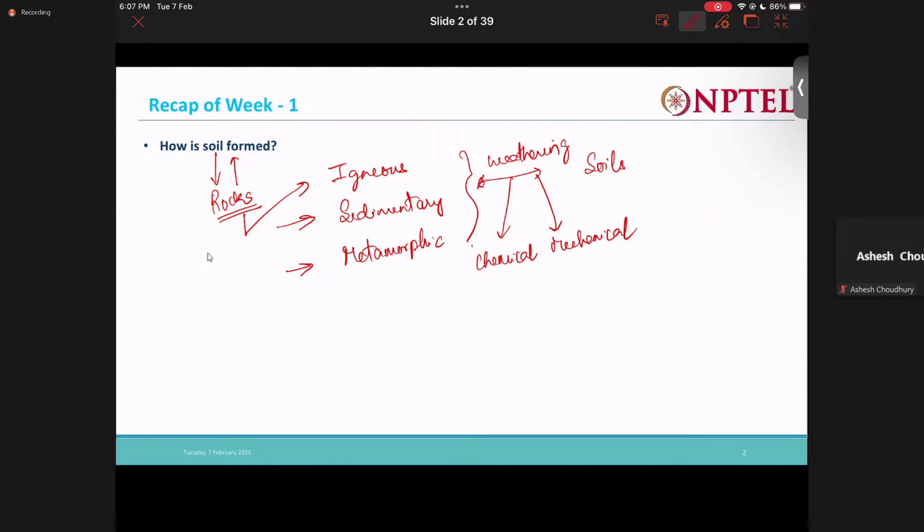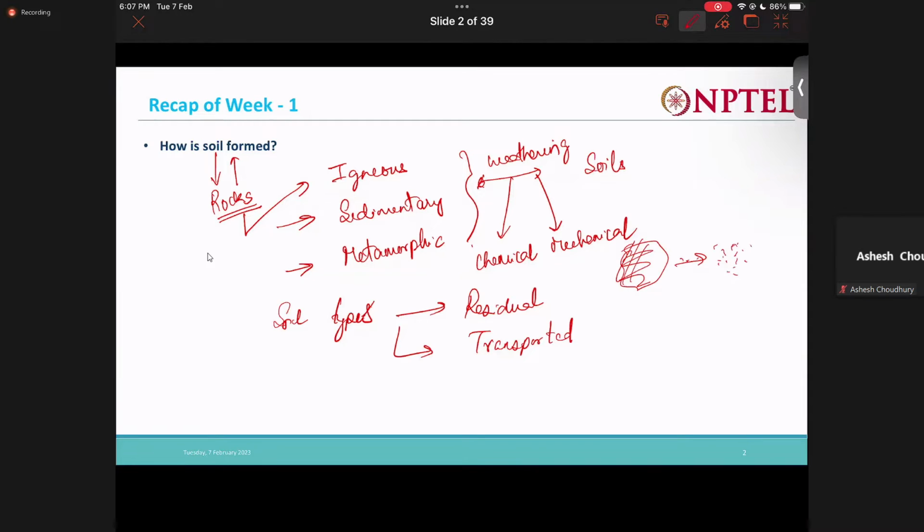Then we studied the soil types. Those were residual soils and transported soils. In residual soils, the rock undergoes weathering and disintegrates into smaller particles, and those soils are formed at the original location where the rock was situated. That's why they are known as residual soils. Transported soils are formed when the rock particles, after disintegration or weathering, are carried over large distances by air, by wind, or by river. This way the transported soils are formed.